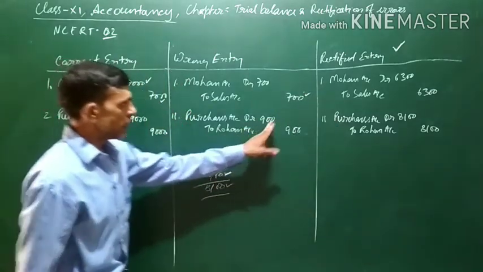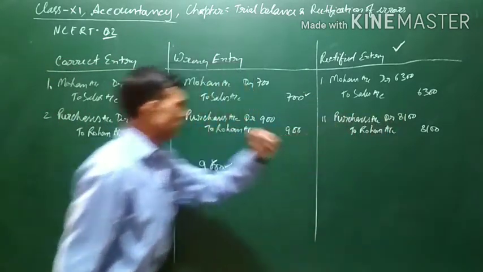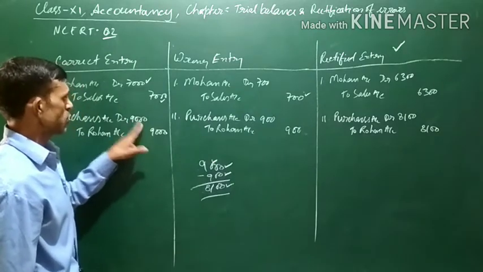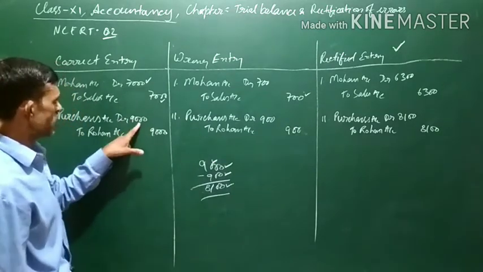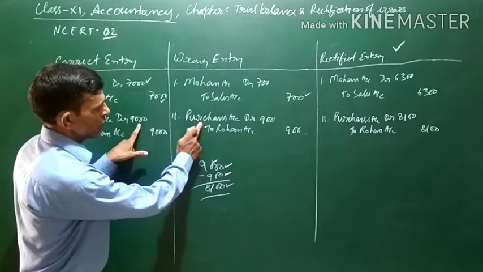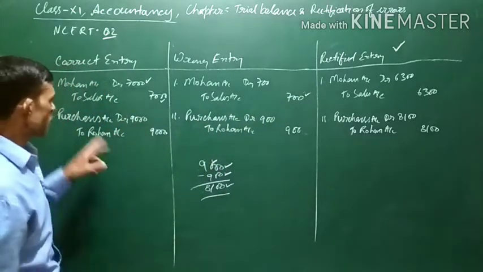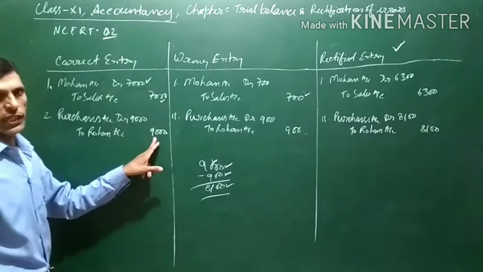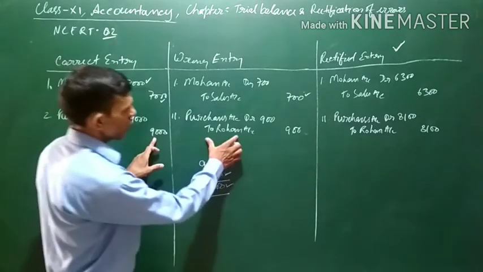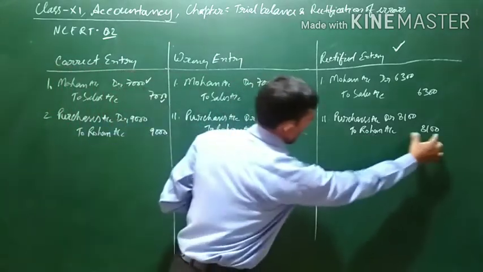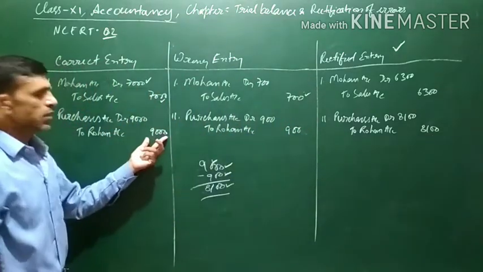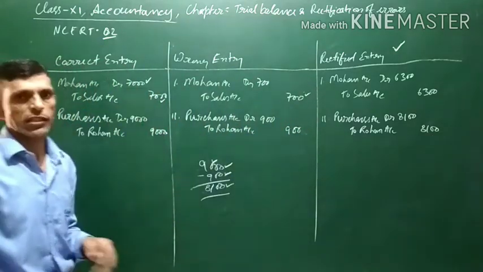So 900 plus 8,100 will come to 9,000. So total purchase is 9,000. Similarly, Rohan account should have been credited with 9,000. So here also credit 900 plus credit 8,100, total is 9,000. So this is the rectification entry.